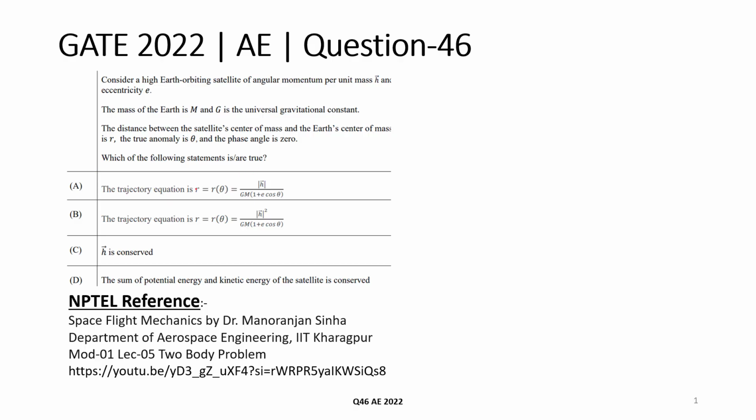A. Trajectory equation is r equal to r of theta equal to magnitude of h vector upon GM, 1 plus e cos theta. Option B. Trajectory equation is r equal to r of theta equal to magnitude of h vector squared upon GM, upon 1 plus e cos theta. C. h vector is conserved. D. The sum of potential energy and kinetic energy of the satellite is conserved.